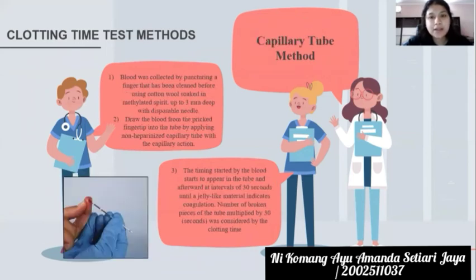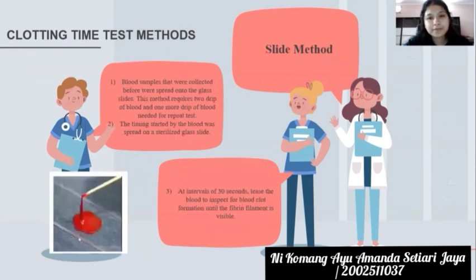The second one is the capillary tube method. Firstly, blood was collected by puncturing a finger up to 3 mm deep with a disposable needle, and then slowly drawn into a non-heparinized capillary tube by capillary action. The timing started when the blood starts to appear in the tube, and afterward at intervals of 30 seconds until a jelly-like material indicates coagulation. The number of broken pieces of the tube multiplied by 30 seconds was considered the clotting time.